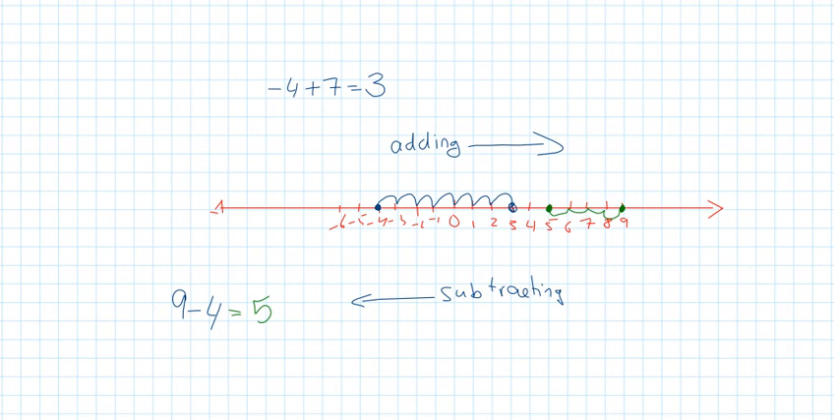Are we okay with that? Okay. So if you're stuck, use a number line, if you don't have a calculator. Just so you know that on a number line, if you're adding, you're moving to the right. If you're subtracting, you're moving to the left. Are we good with that? All right.